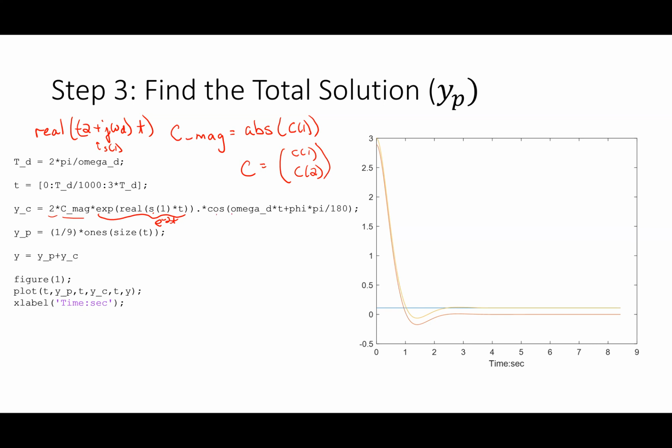And then I have my cosine omega dt, and I called phi the angle of C of 1. Now, because that comes out in radians, I usually multiply it by 180 over pi. And when I put that into the cosine function, which always expects an input in radians, I multiply by pi over 180.